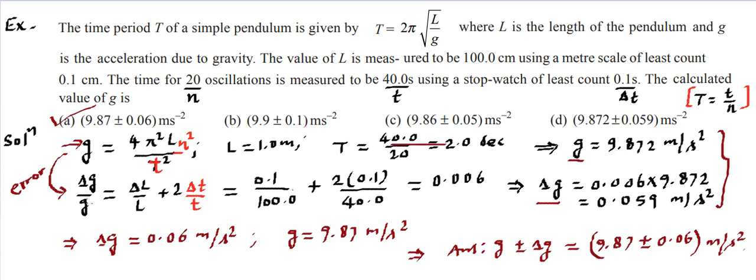Then we have used this formula of error. Fractional error is the sum of these things. Then we calculated this delta G. Then we came to the rules. The delta G should have the same number of significant figures as delta L and delta T had. Similarly, G should have the same number of decimal places as delta G had. So using those, we can get our answer.